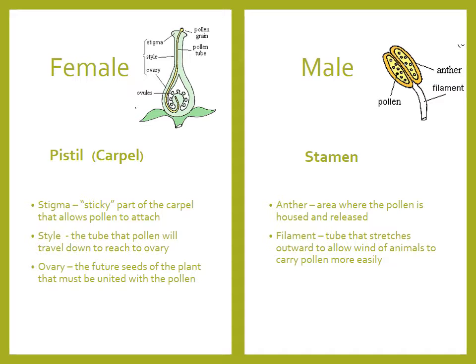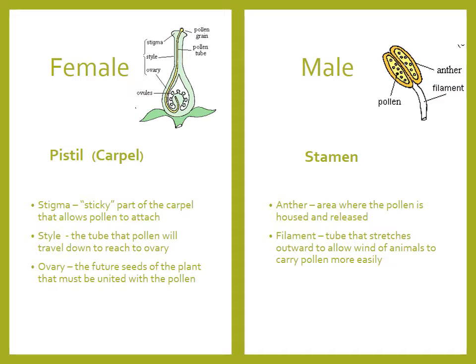The stigma is the sticky part of the carpel that allows pollen to attach. Basically, it's the very top of the female part, and it has a very unique shape that allows pollen to stick to it very nicely. Actually, sometimes if you play with flowers, you'll notice the very tips of those can be quite sticky, and that helps absorb pollen and move it inside of the plant.